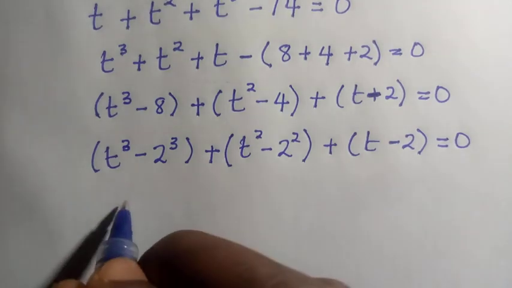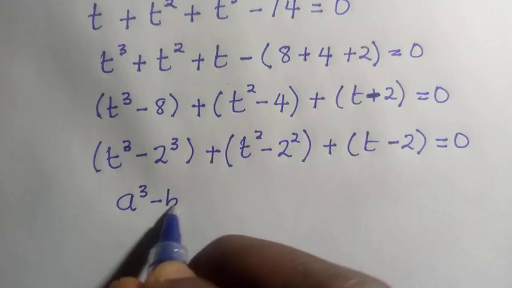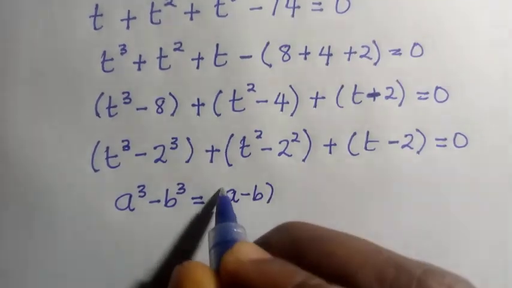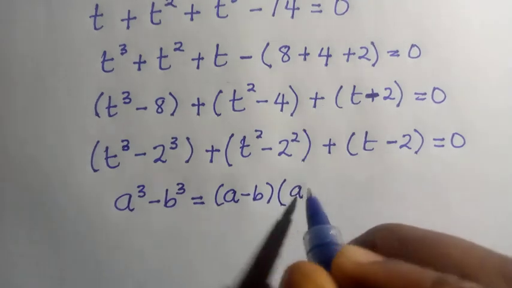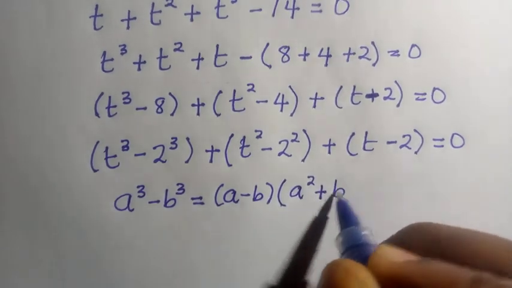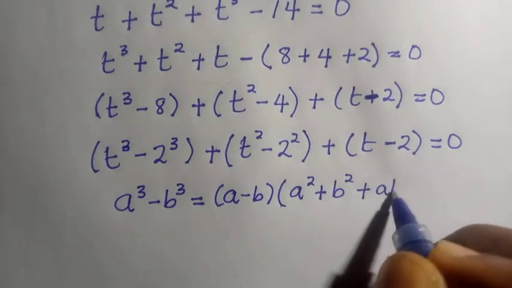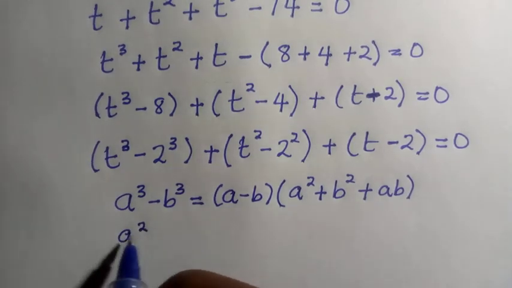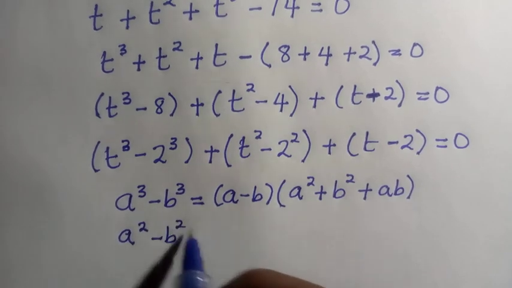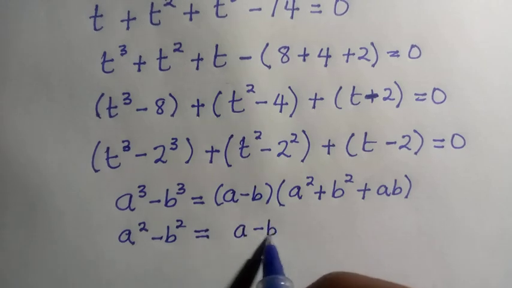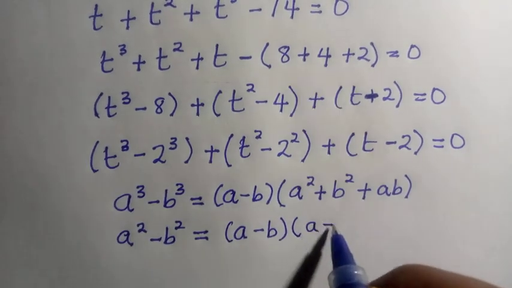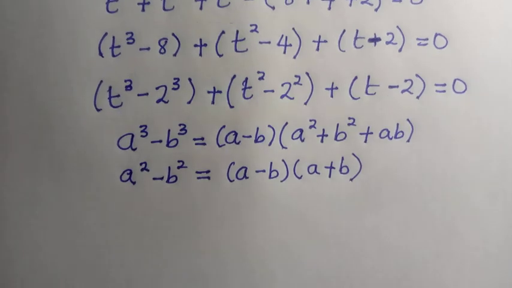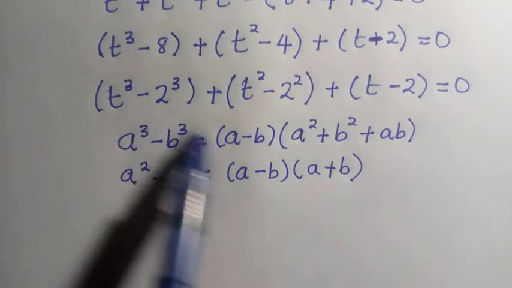We are going to apply this: suppose we have a to the power of 3 minus b to the power of 3, this is the same thing as a minus b open bracket a squared plus b squared plus ab. And when we have a difference of two squares, like a squared minus b squared, we have it as a minus b open bracket a plus b. So here is what we have for these two expressions. Then we substitute t as a and 2 as b.